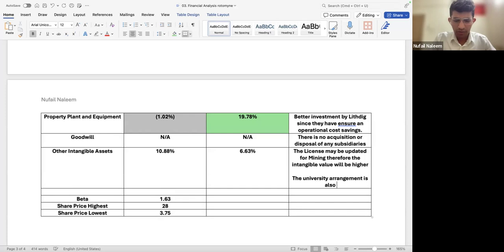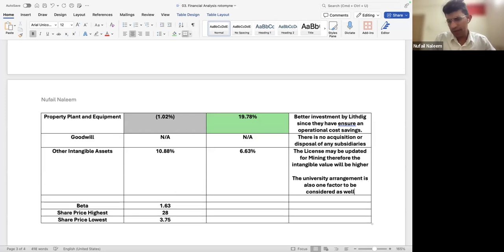The university arrangement is also one factor to be considered as well. So are you clear with that, students? Can I quickly get a confirmation from you all in the chat box, because they have a university tie-up, everything.